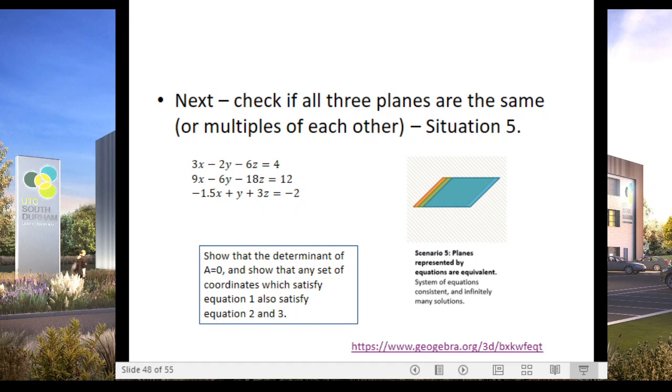Little task for you to do here now is show the determinant of matrix A equals 0, so the matrix A is going to be 3, minus 2, minus 6, 9, minus 6, minus 18, minus 1.5, 1, 3. Then find any set of coordinates that satisfy equation 1, and then plug those coordinates into equation 2 and 3. You will find that coordinate also satisfies equation 2 and equation 3.